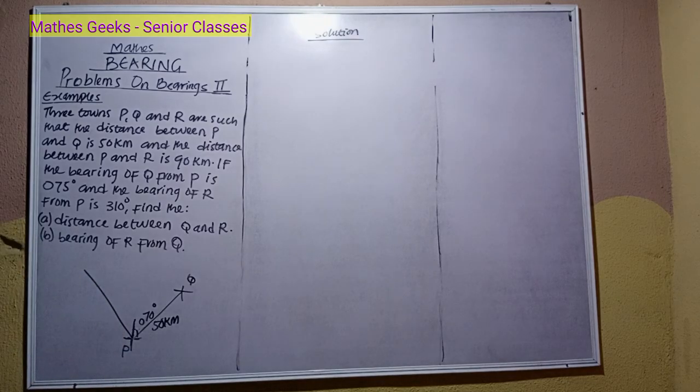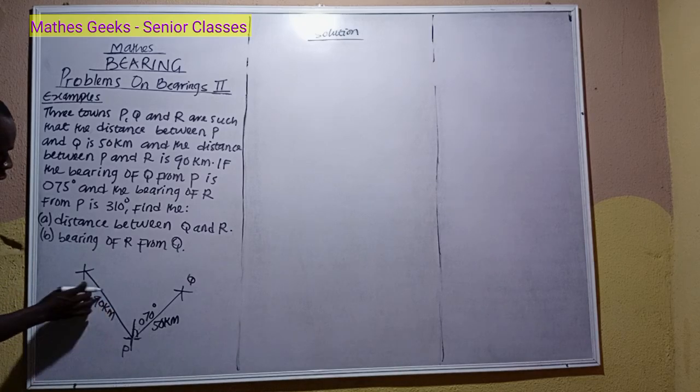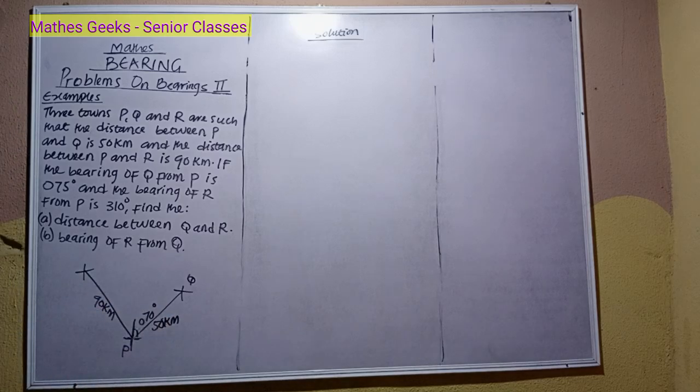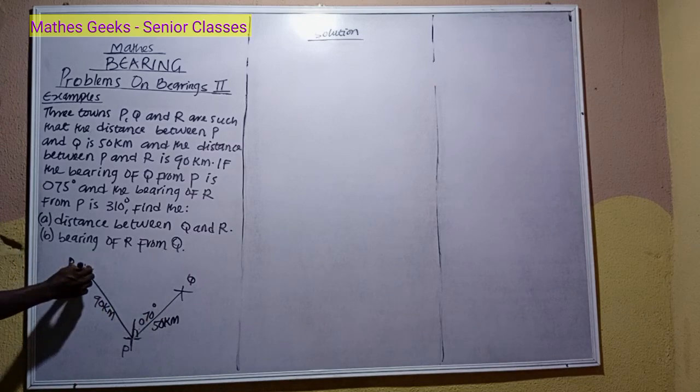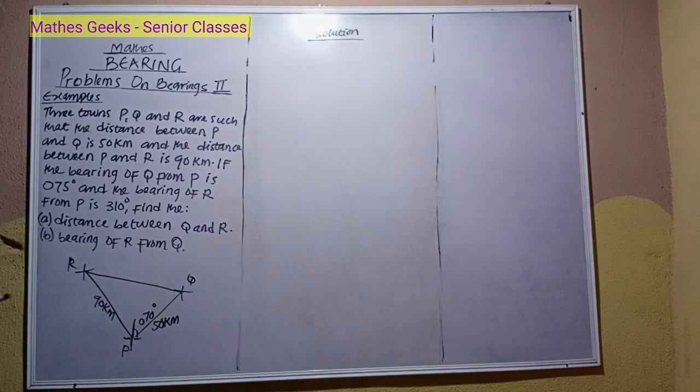So let's look at the distance. Say this is R. The distance between P and Q is 50 kilometers. The distance between P and R is 90 kilometers, longer than this distance, so this is R. Next is to connect P and Q together. When connected, it's going to naturally look like this.